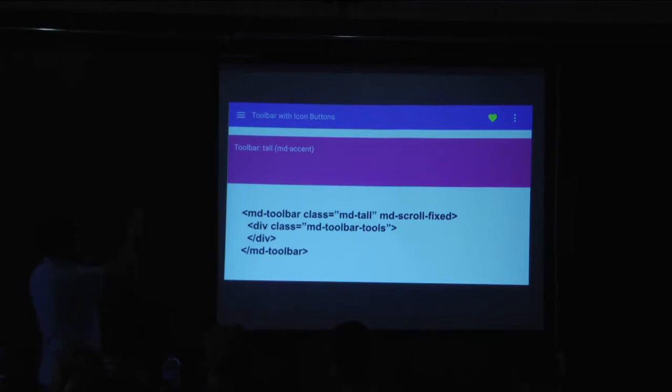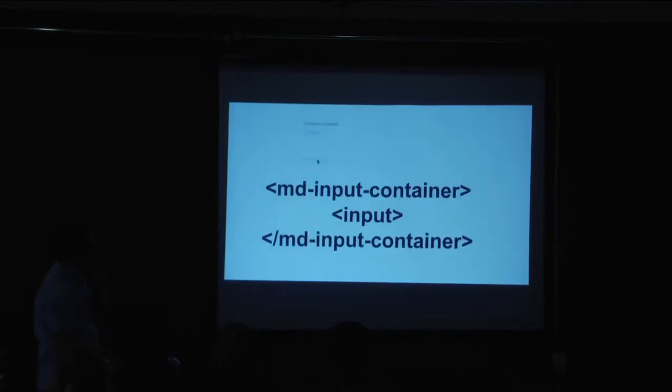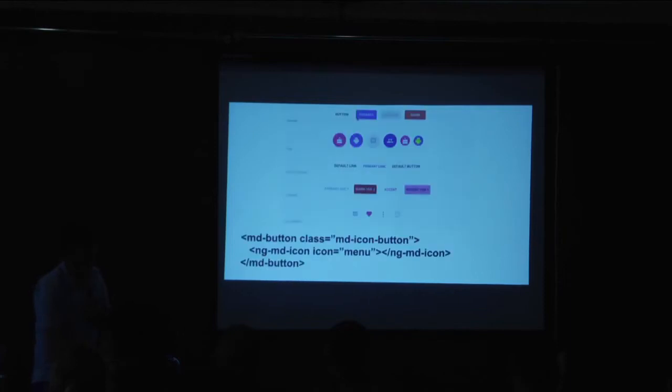We'll also use the MD toolbar. This is like the examples on toolbar. They have classes to make it tall or just short. You can add buttons and inputs and these things. Then we're going to use MD list to show a list of users or a list of chats as well, and it takes MD list item. And then we can use, of course, the input. This is an example of a Material Design input. And the buttons, the MD button. We're going to use an icon as well.